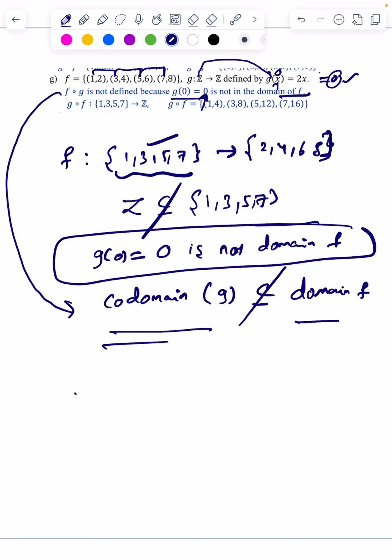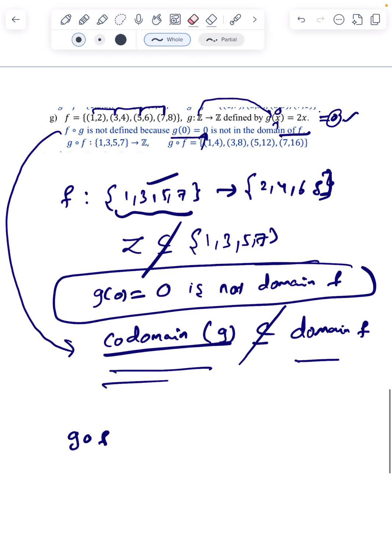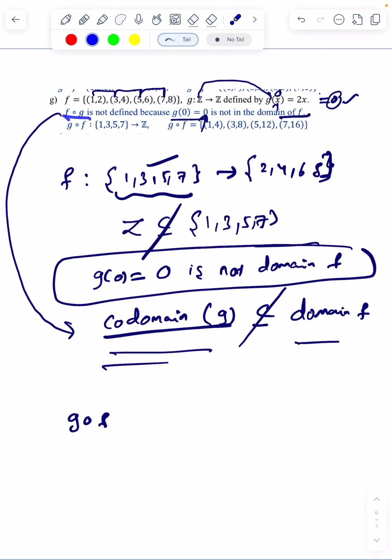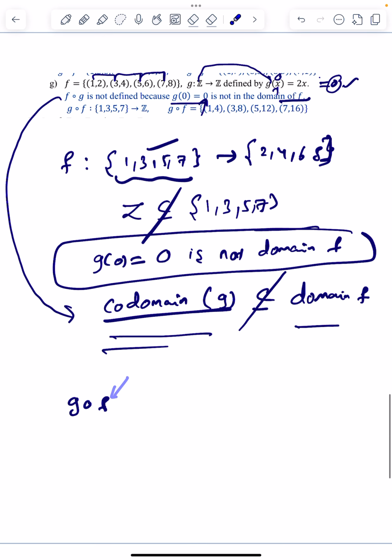Second one, is it valid for g circle f? What is the codomain of the second function? For this type of function, f circle g, the second set's codomain should be within the first set's domain. In that way you can check it similarly here also. Take the codomain of f first. What is the codomain of f? The codomain of f is 2, 4, 6, 8. Yes, this is 2, 4, 6, 8.